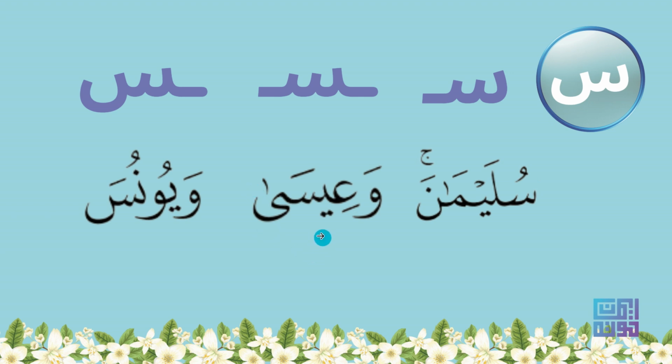And the pronunciation of this word is Isa, Prophet Isa, and this is Prophet Sulaiman. And here we have Yunus, Prophet Yunus. And the name of Prophet Yunus ends with a sin. So this is how it looks like, the sin at the end of the word. It's connected with the letter that comes before it, which is the noon. And these are the 3 tooth of the letter Sin and the complete shape of the letter Sin.